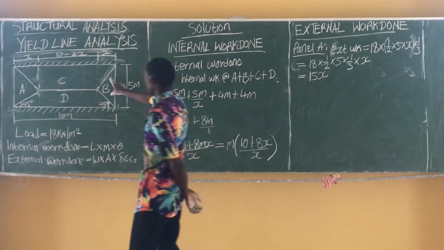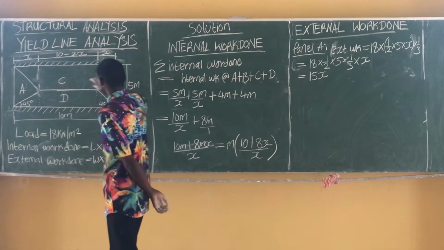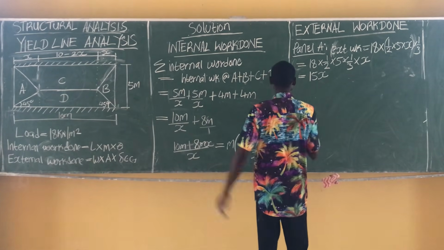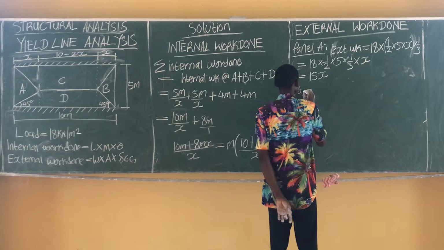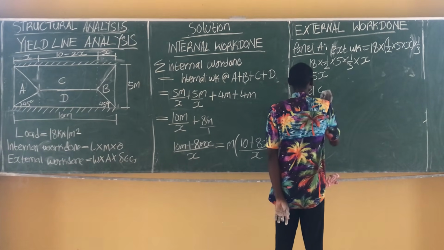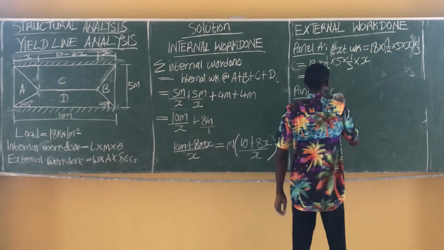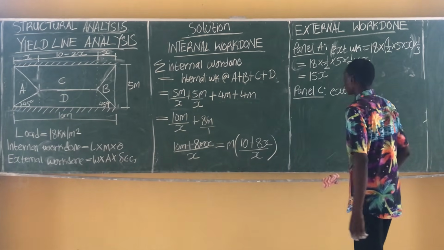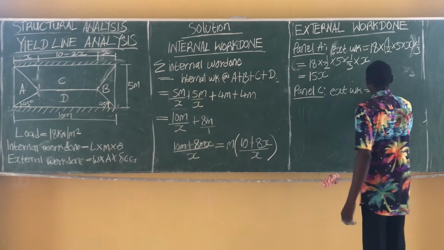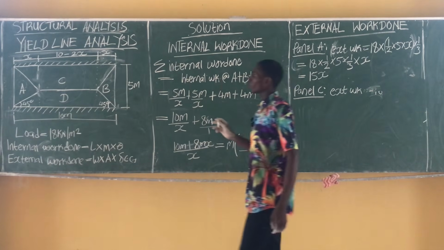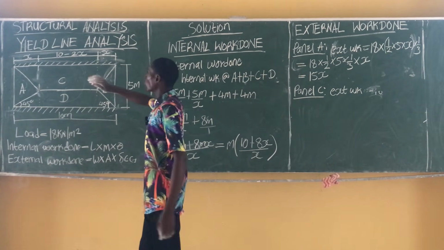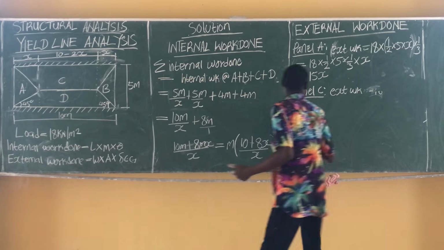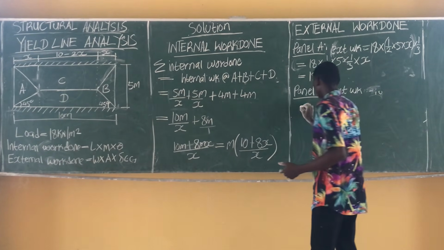Also for panel B, since it is the same segment, panel B is also 15x. So let's go back to panel C, which is segment C. So our external work done is simply equal to our load. Now, before we consider panel C, we are going to use the same approach we used for our internal work done. So we are going to divide panel C into segments.